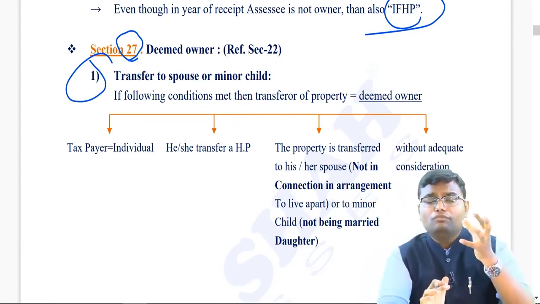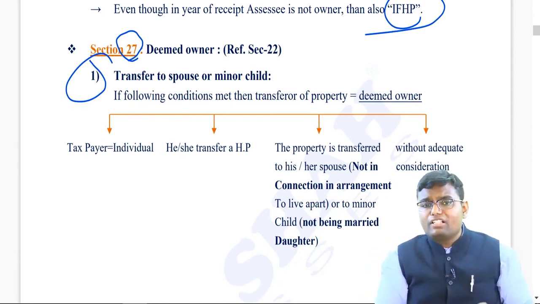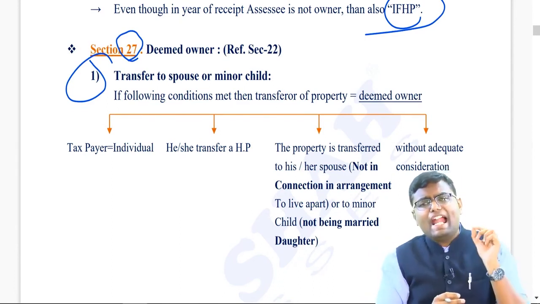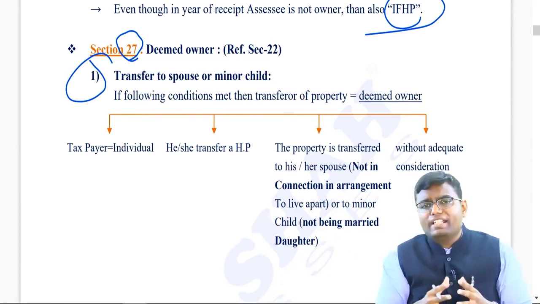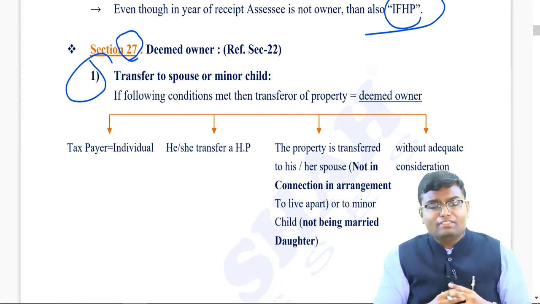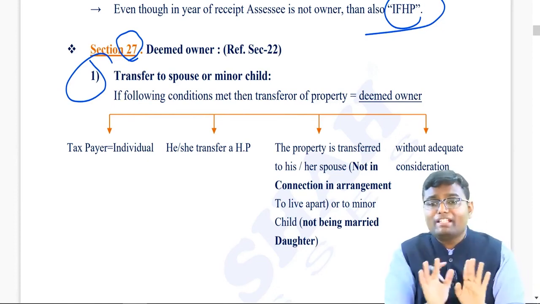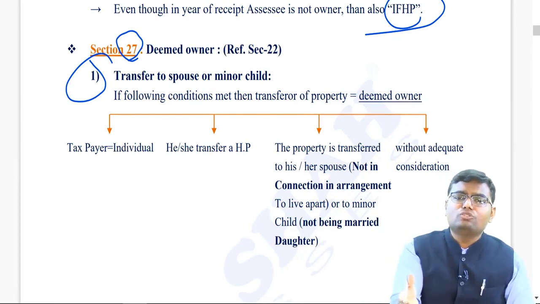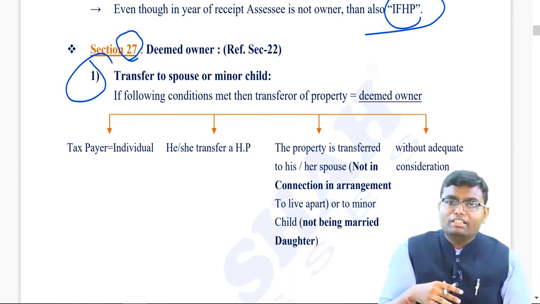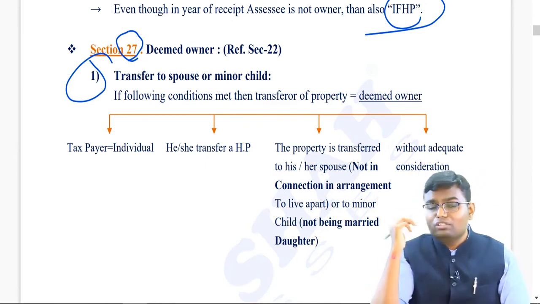So what the law said in section 27 is that whenever you transfer a house property without taking adequate consideration, that is, up to market value you haven't taken the consideration, if you are an individual and you transferred such property either to your spouse or to your minor child who is not a minor married daughter, then whatever rental income they earn in future will be taxable to you only, being the transferor, because you will be called the deemed owner. Now you can't do this tax planning.